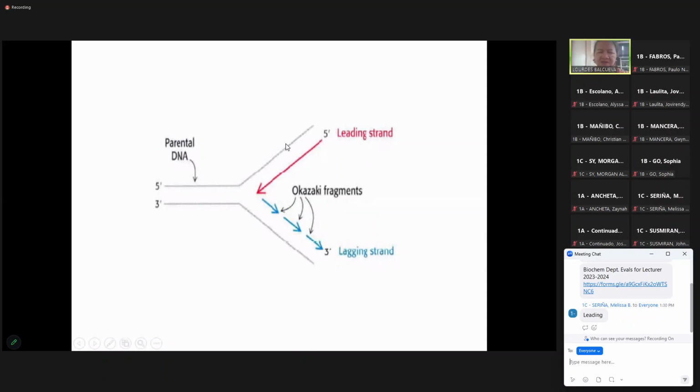So remember that the parent strand that runs 3'-5' is continuously replicated, and this is called the leading strand. While the other strand is the strand that runs 5'-3'. The parent strand that runs 5'-3' cannot be replicated in the 5'-3' direction. So it has to go in the opposite direction in order for it to be synthesized 5'-3' with the formation of Okazaki fragments. And this is called the lagging strand. This is called the leading strand. Okay?